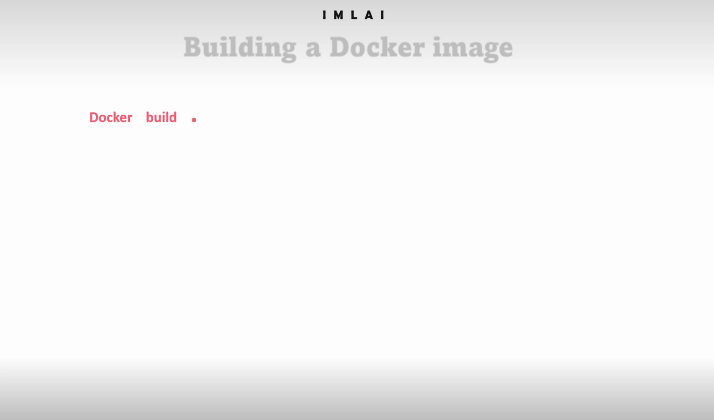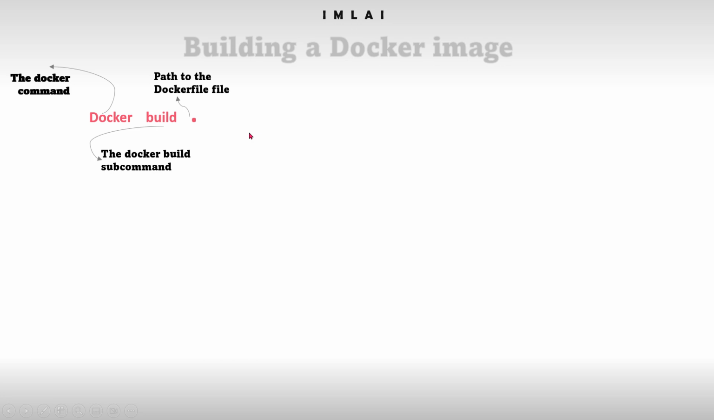Now it's time to build the Docker image from that Dockerfile by typing docker build and dot. That's it, nothing else. Just type docker build dot. In this, the first one is the docker command, the second one is the subcommand, and then the path to the Dockerfile. When you execute this command, you should be in the directory where the Dockerfile has been placed or created. That's a very, very important point.